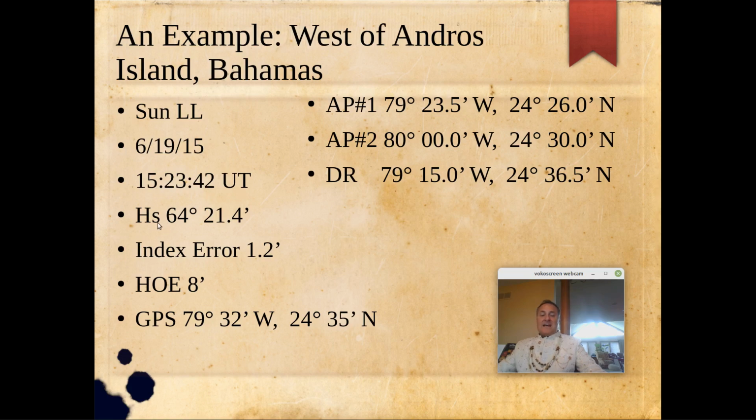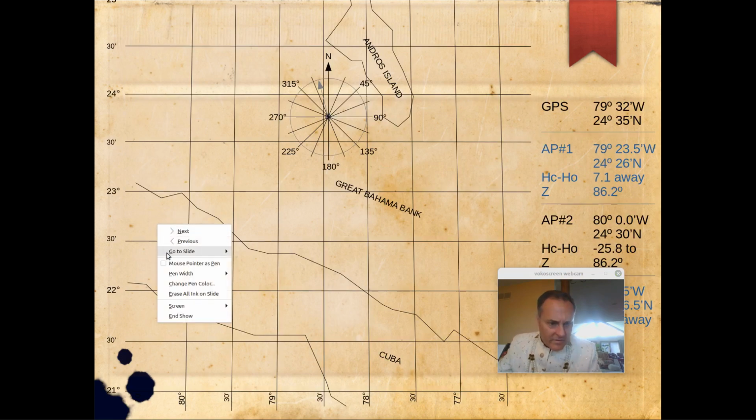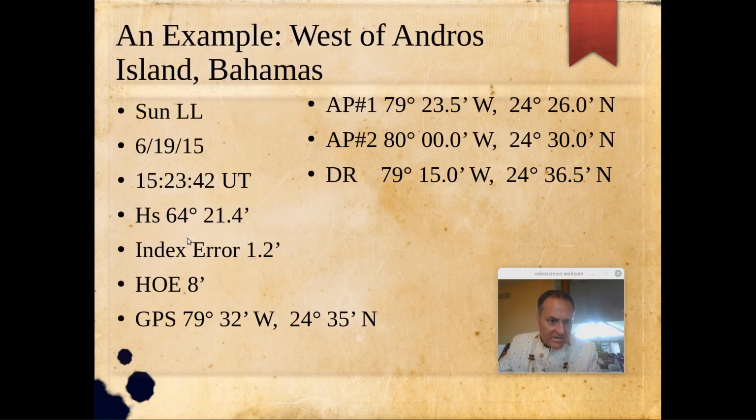The sextant height, the height we measure with the sextant, is 64 degrees, 21.4 minutes. The index error, the known error on our sextant, is positive 1.2 minutes. That value is sextant specific. Yours will be different than mine. And you'll learn how to find what your index error is in a future presentation when we learn how to take this measurement, 64 degrees, 21.4 minutes.